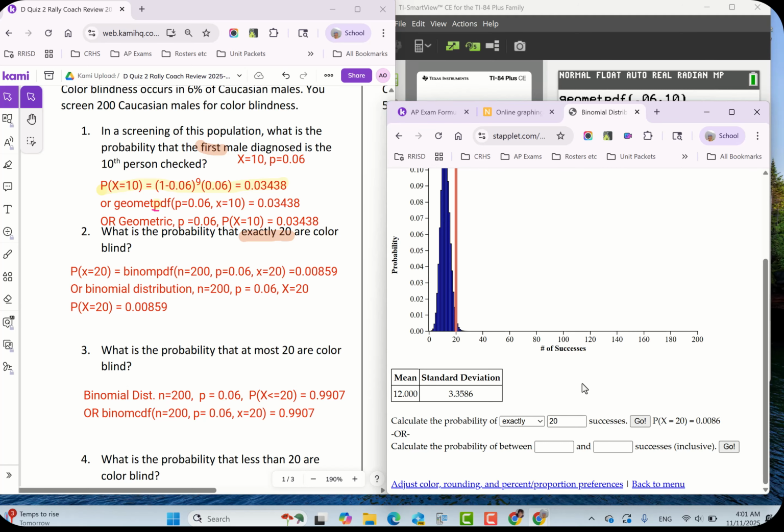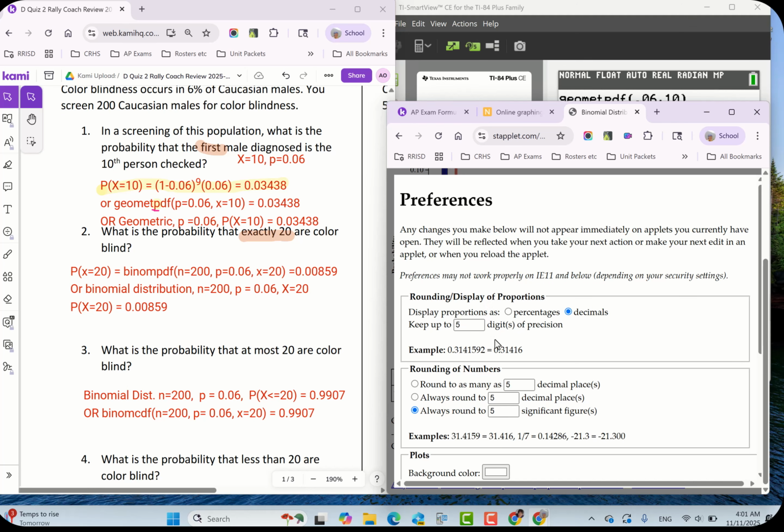Sometimes I'll be lenient. If it's doing that on the Staplet, I'll take your 0.0086, because Staplet can be kind of annoying. Let's see. Is there any way?